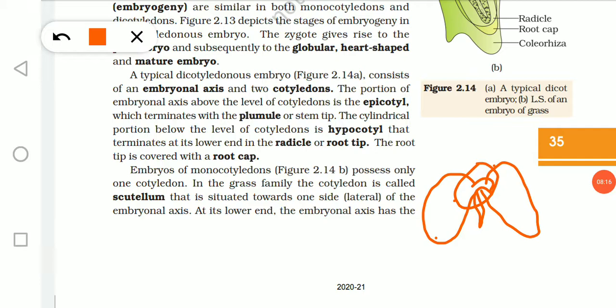The plumule is nothing but the stem tip, and the cylindrical portion, which is the hypocotyl, terminates in the root tip. So there is the plumule, which is the shoot tip, and the radicle, which is the root tip. The epicotyl is the upper area, which bears the plumule, and the hypocotyl is the lower area, which ends in the root tip.